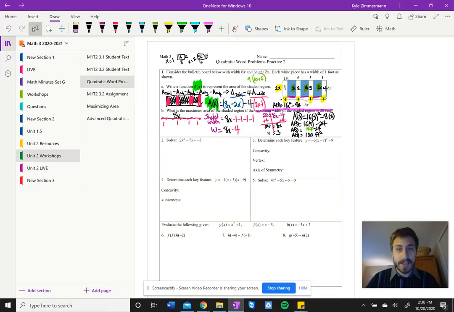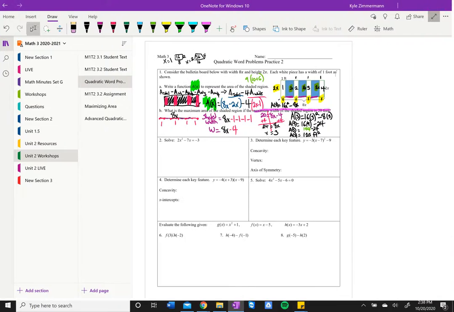Team, it's Mr. Z, and today we're going to review some of the key things we've learned along the way in Math 3. Last time we looked at a bulletin board and we basically found the area of a shaded region. Now we're going to do a mixed review. Let's go ahead and dive on in.